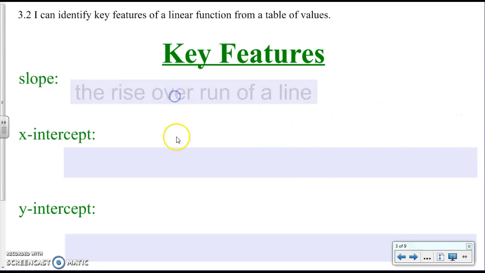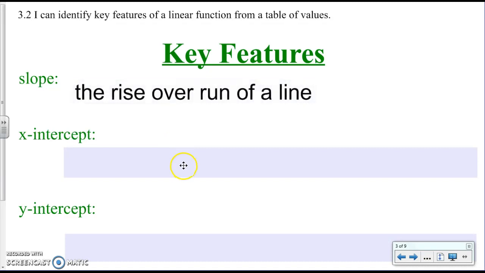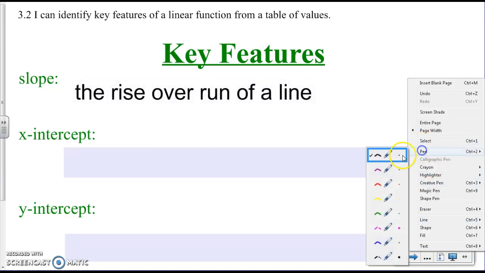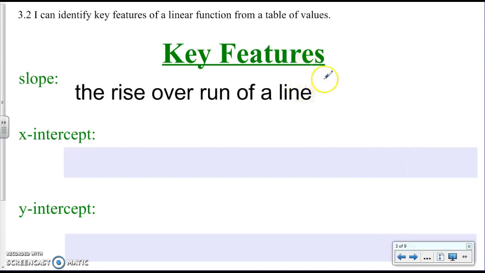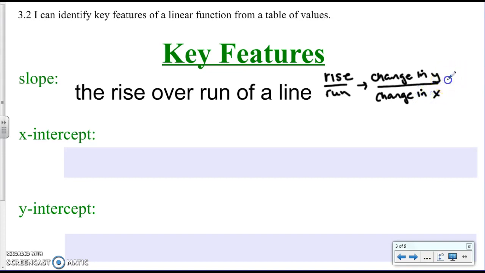The first is slope, which is the rise over run. Remember yesterday we talked about how the rise over run also is written this way as a fraction. Today we're going to add to that. We're going to call this the change in y over the change in x. So we're going to look at some patterns here and see if we can figure that out.